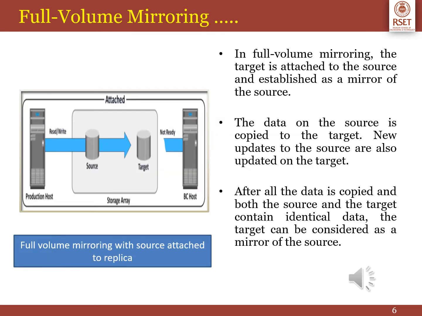In the case of full volume mirroring, the target is attached to the source and established as a mirror of the source, so that the existing data on the source is copied to the target. New updates to the source are also updated on the target. After all the data is copied, both the source and target contain identical data. The target can be considered a mirror of the source.